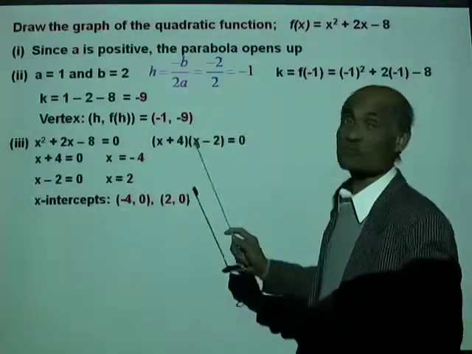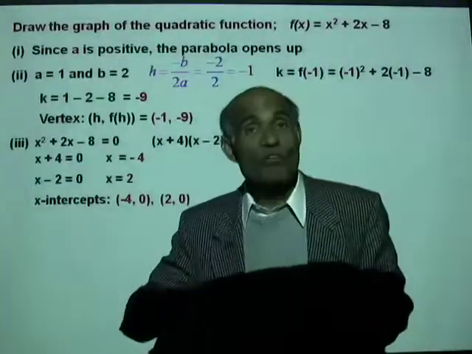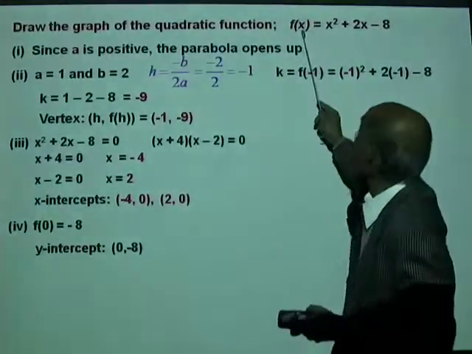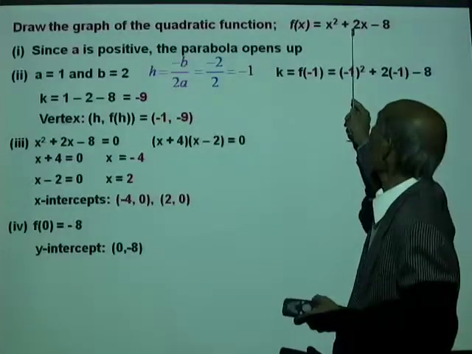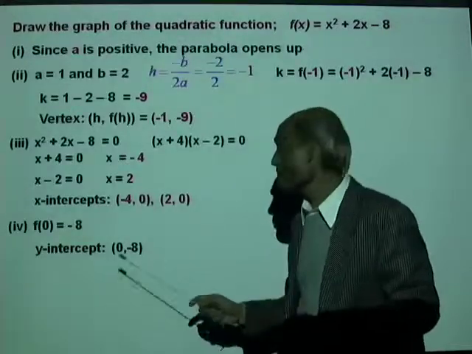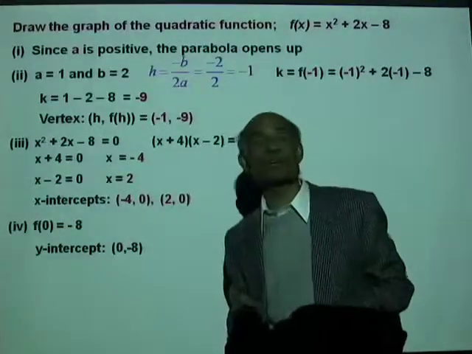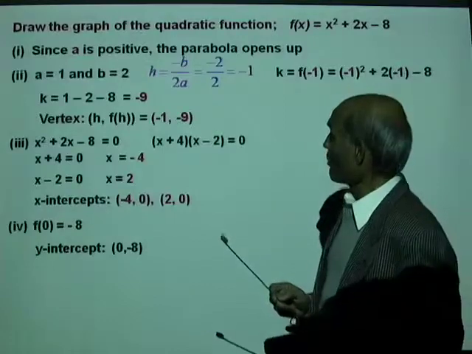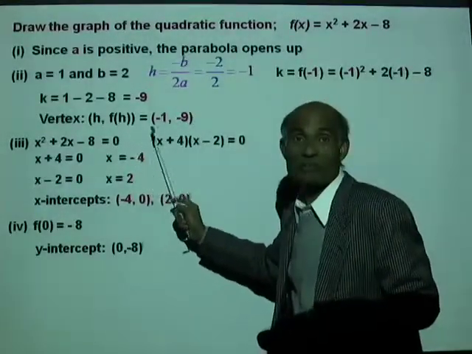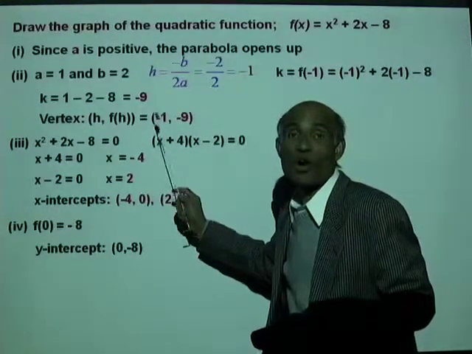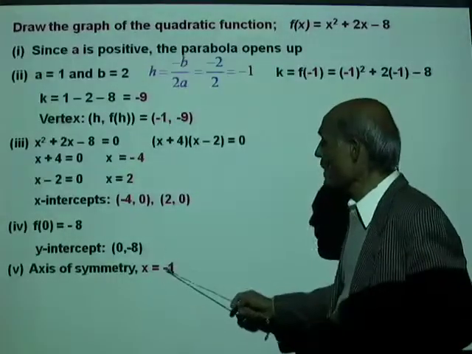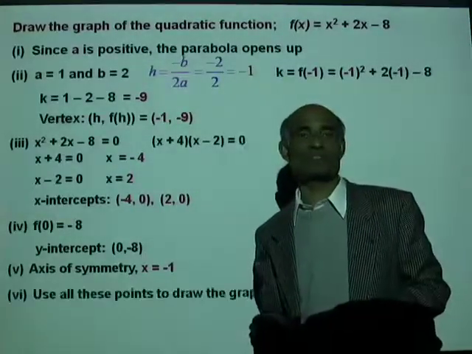Now we find the y-intercept. The y-intercept is f of 0. So for f of 0, you go to the function, set x equal to 0, and you get f of 0 is negative 8, and therefore the y-intercept is (0, negative 8). Alright, what is the axis of symmetry? Remember, the axis of symmetry is the vertical line called x equal to h. So x equal to negative 1 is the axis of symmetry.